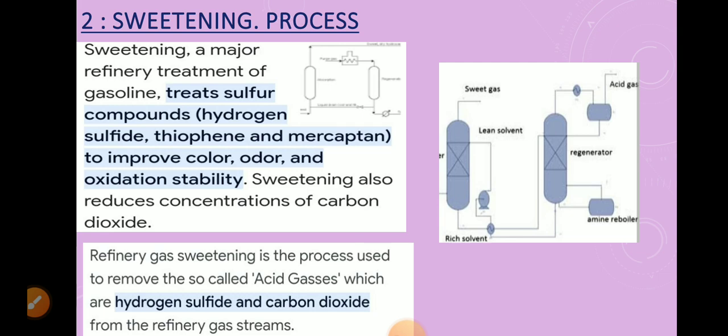The purpose of the sweetening process is to improve the color of the petroleum product, odor of the petroleum product, and oxidation stability. Oxidation stability means that the petroleum product should not be easily oxidized. Refinery gas sweetening is the process used to remove the so-called acid gases, which are hydrogen sulfide and carbon dioxide, from the refinery gas streams.